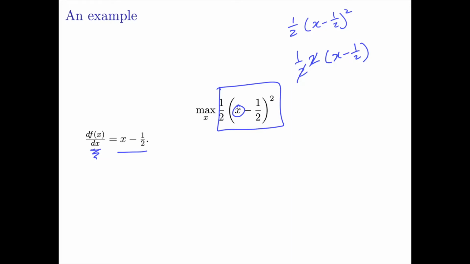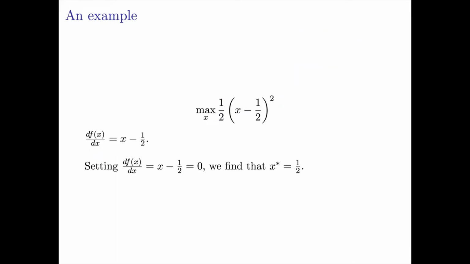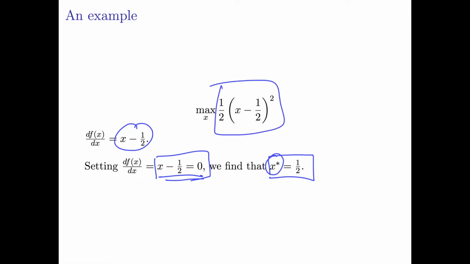So if we want to find the x that gives the maximum value, we just set this derivative equal to 0. And if we solve for x, remember we've seen how to manipulate equations to solve for a given variable. So if we want to solve for x, we just add a half to either side, and we get the solution 1/2. One convention that we often use is to use a little star or an asterisk to represent the solution to the maximization problem. So in this case, the x that gives us the highest value of 1/2 times (x minus a half) squared is 1/2, so we represent that solution by x star.